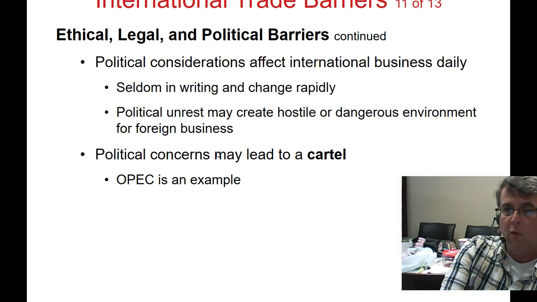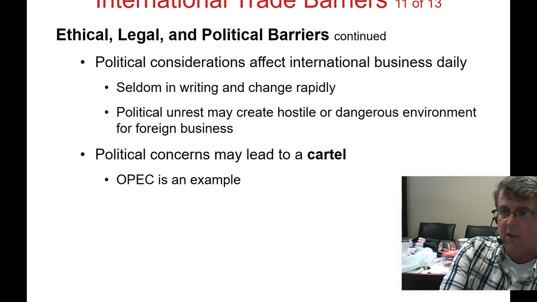Some countries may form cartels. OPEC is a perfect example of that, the Organization of Petroleum Exporting Countries. These are mostly Middle Eastern countries, although they include African countries and South American. Venezuela is a member of OPEC. They form a cartel to try and get good prices for their products.